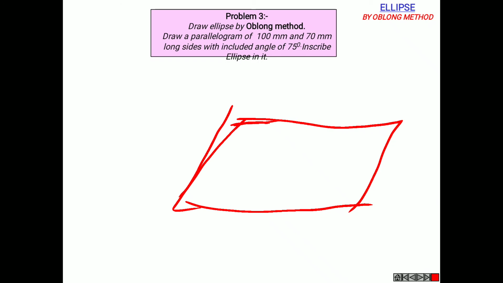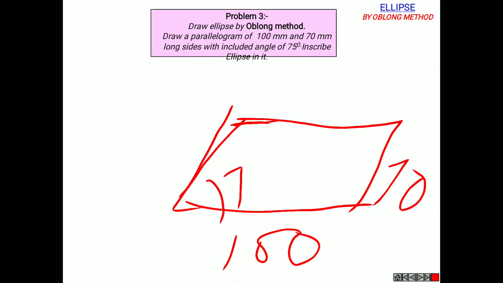It looks in this way. So he is saying us to draw an ellipse by oblong method. So draw a parallelogram of, this is 100 mm and this is 70 mm long sides with included angle of 75 degrees. So this angle may be 75 degrees, this angle. So inscribe ellipse in it.